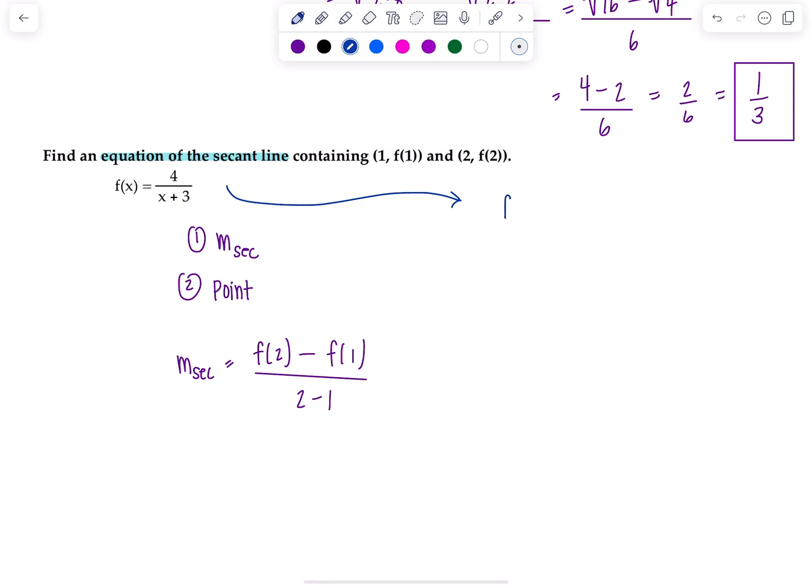So f of 1 is 4 over, whoa. That's also an ugly 4. Excuse me, I need to fix it. I can't stand the sight of it.